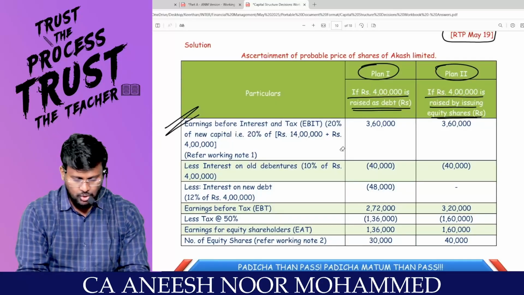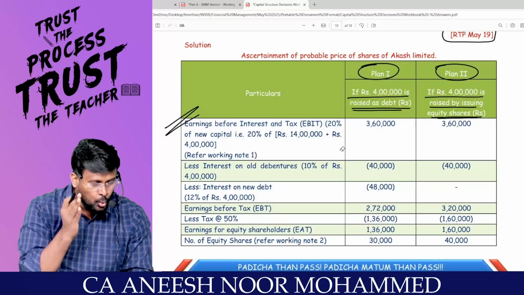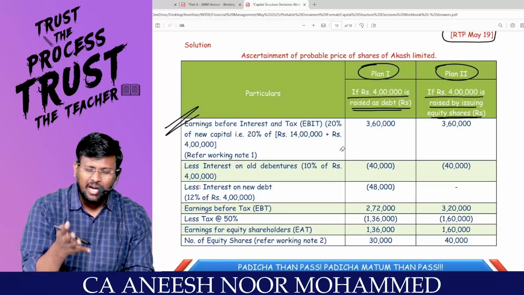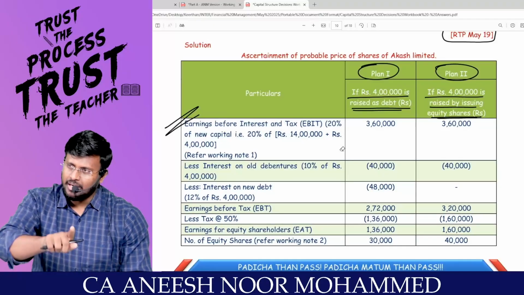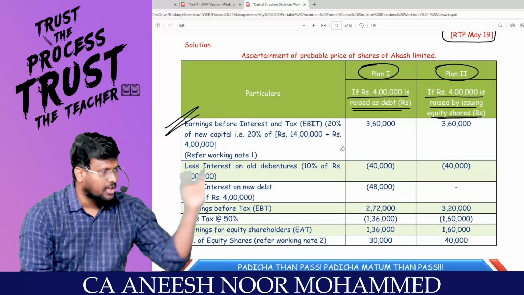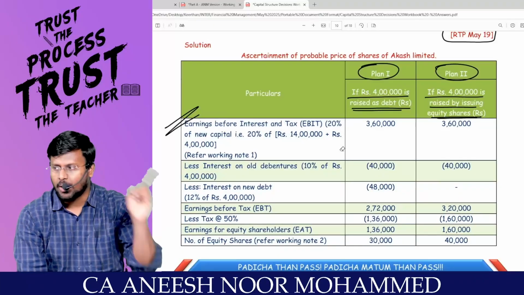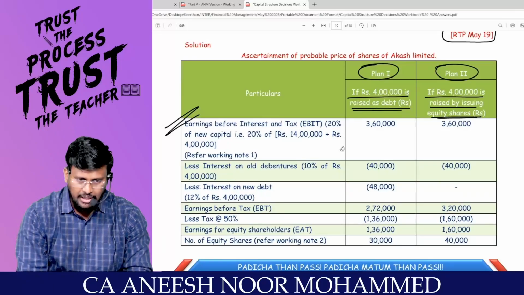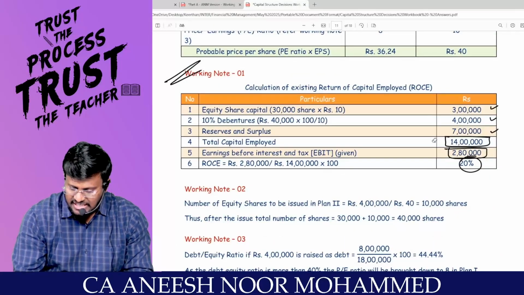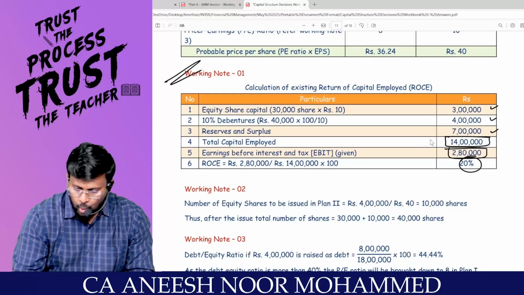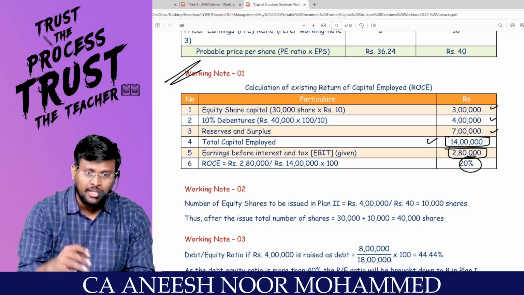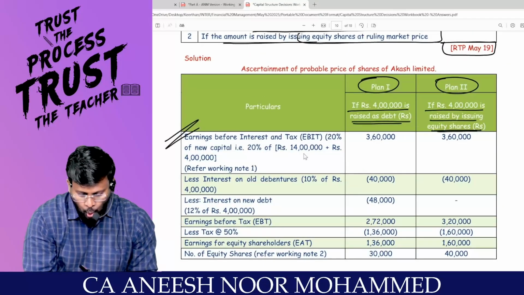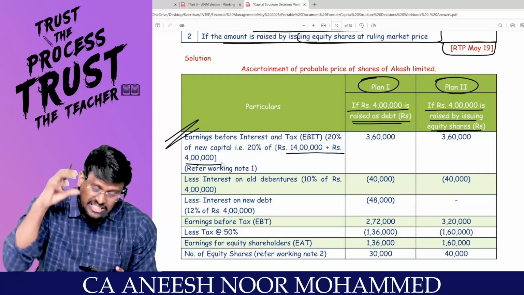Right? So you tell me, when you do the new project, I can't do company number 1 for the old project and company number 2 for the new project. It's all happening in one company only, one share market only. Clarity? So what is the existing capital employed? 14 lakh. To that capital employed, I can add the new capital of how many lakh? 4 lakh. So 18 lakh will be the total capital employed of the existing company.